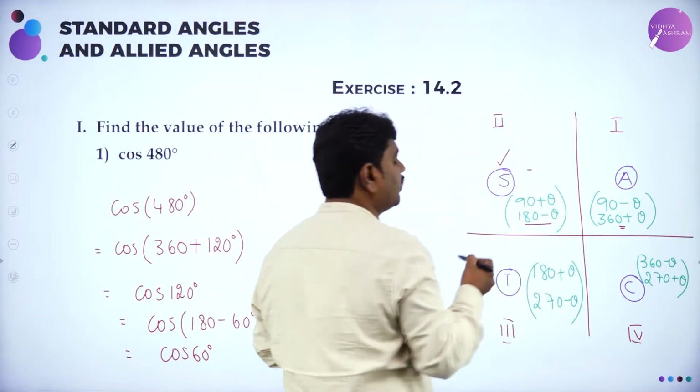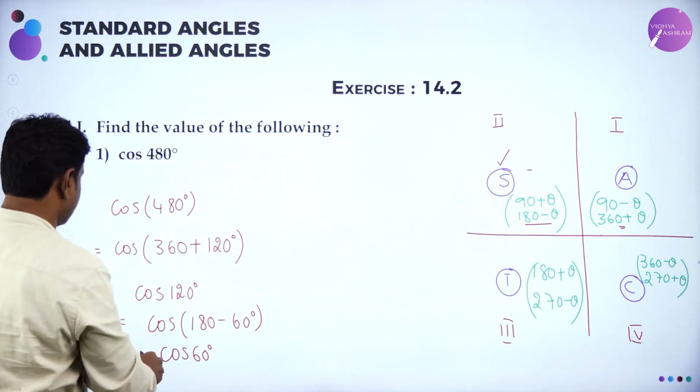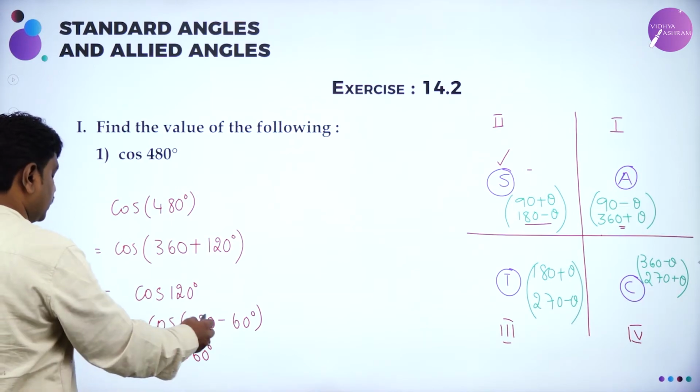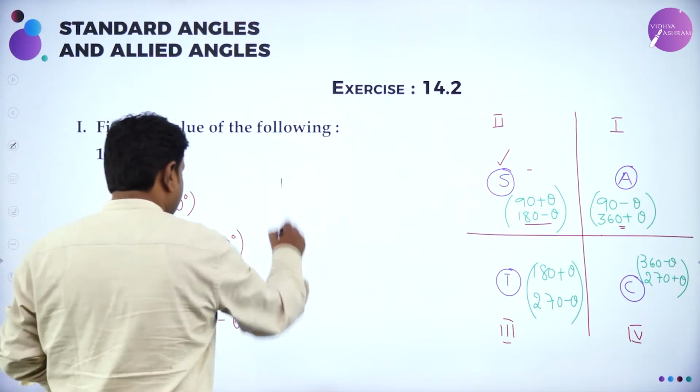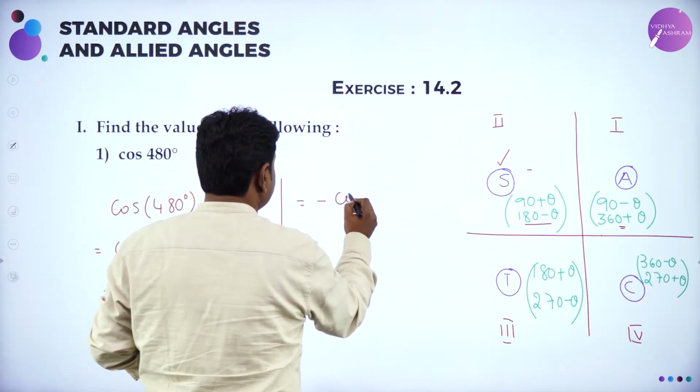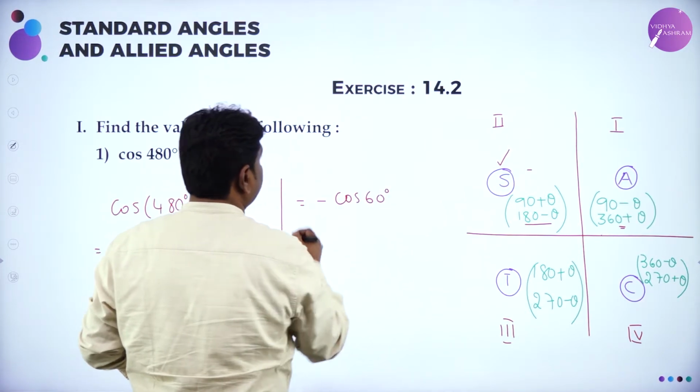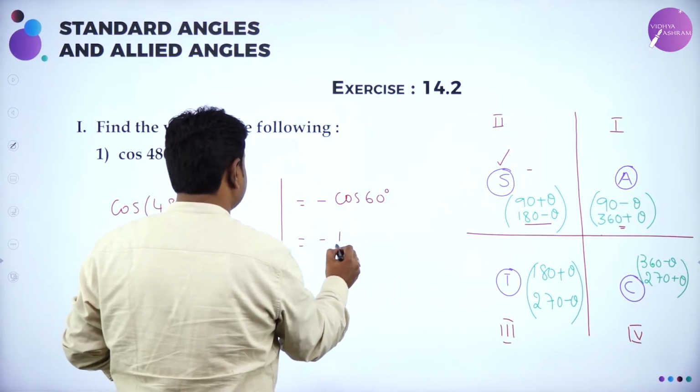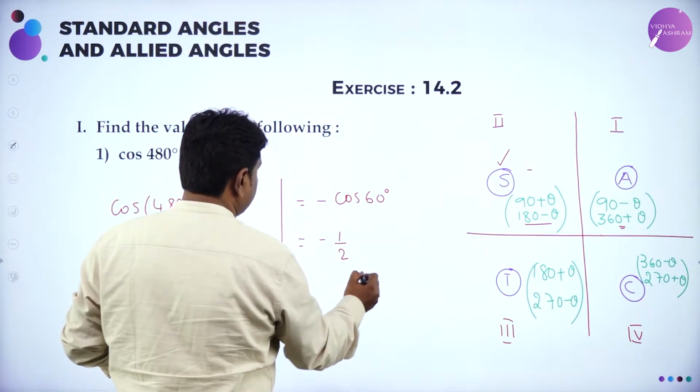In second quadrant, ASTC says only sin is positive, so it does not match. So minus. Cos of 180 minus theta is minus cos theta. Further, minus cos 60. What is cos 60 degrees? All of you know the angle table. In the angle table, cos 60 is 1 by 2. So the answer is minus 1 by 2.